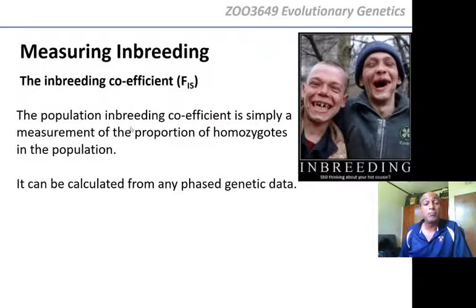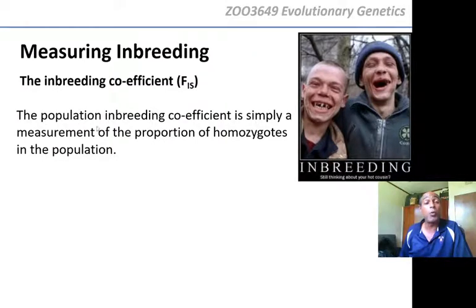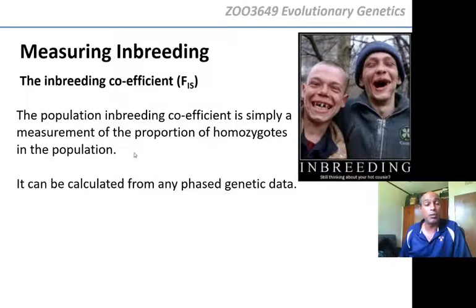Just for your information, this is one way to model genetic drift in a Wright-Fisher population, because the proportion of homozygotes will increase at what rate? 1 over 2N. Okay, that is very important information for answering a particular question that you're going to get in your tests and exam. It's one part of the answer; other parts you have to look in other lectures for. It can be calculated from any data where we can tell the difference between the parental contributions, what comes from mum and what comes from dad.